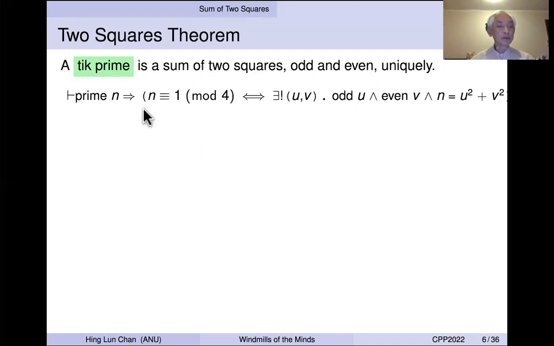These examples suggest this particular theorem: a tick prime is a sum of 2 squares, odd and even, in a unique way. And this is the mathematical expression of the theorem. And this symbol, as you remember, means that it has been formalized. My theorem prover is called HOL, which stands for higher order logic.